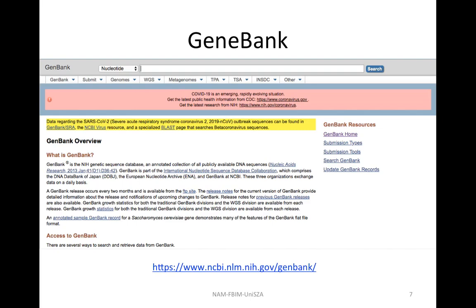The first one is GenBank. GenBank is perhaps the best known nucleotide sequence database, available at the U.S. National Center for Biotechnology Information (NCBI). GenBank is part of the International Nucleotide Sequence Database Collaboration, which comprises the DNA Data Bank of Japan (DDBJ), the European Nucleotide Archive (ENA), which I'm going to show you next, and GenBank at NCBI. These three organizations exchange data on a daily basis.